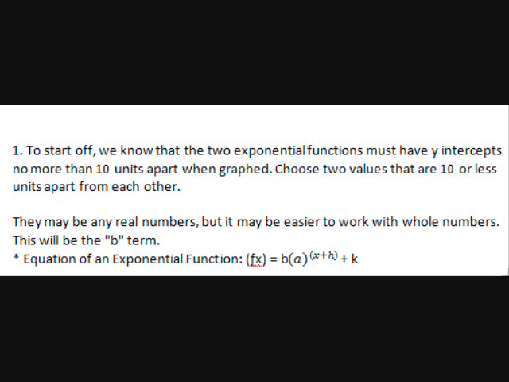Moving on to step 1, the individual states that we have to choose two values that are 10 or less units apart from each other. This will be our y-intercepts, and they may be any real numbers and will be substituted in the b term in the equation they have provided.